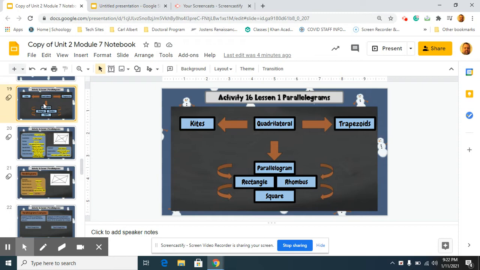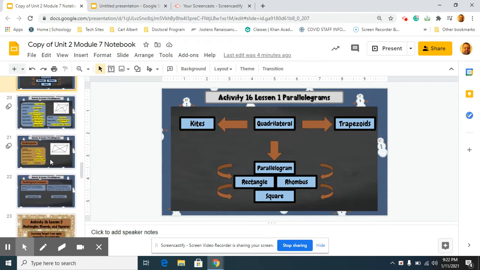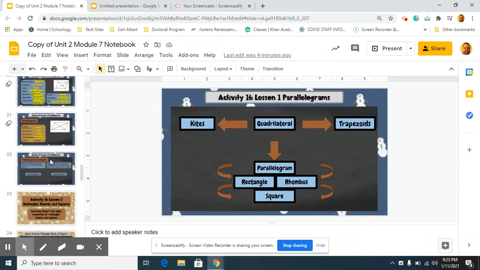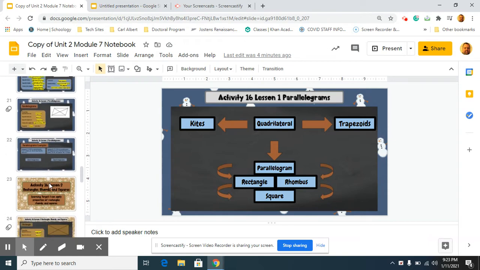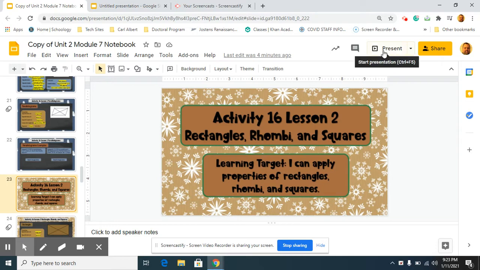We're just talking about a more specialized shape, such as the rectangle and the rhombus, and then an even more unique shape, which would be the square. So we're still talking about parallelograms. We're still talking about quadrilaterals. We're just talking about them in a more specific way today. So go to slide 23. That's where we're going to start.